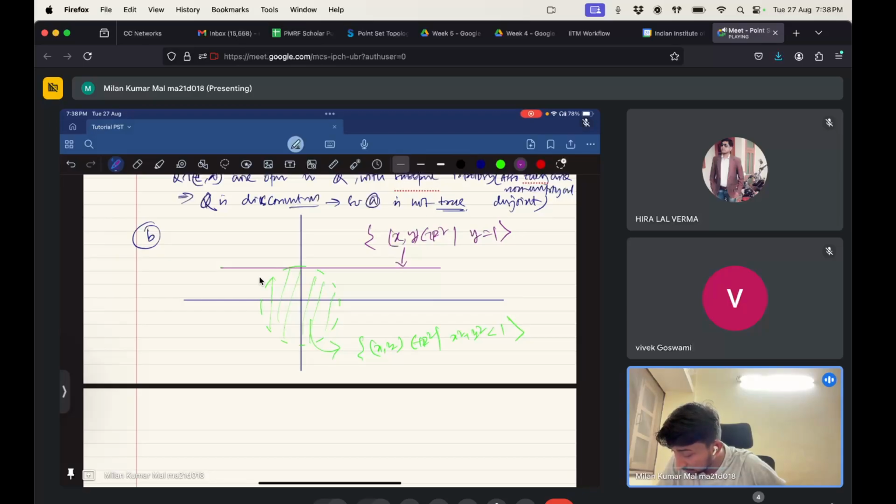so this is path connected. Basically, the thing is that this is path connected. But why is this path connected? Okay, this is path connected.